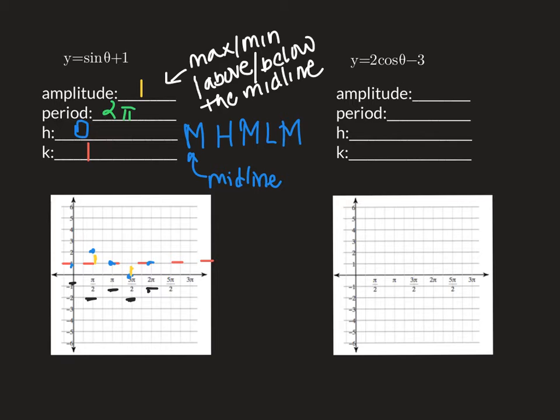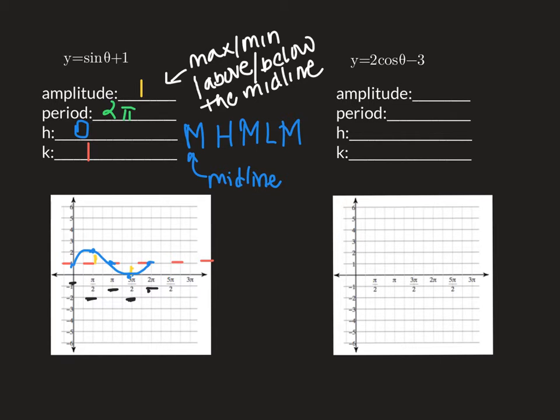You'll notice that the distance between my midline and my highest or my lowest is 1. That's my amplitude. And now I can sketch my graph and draw nice smooth curves. We'll pretend it looks like it connects those dots. There we go, for my sine function. Okay, if you're really feeling brave, try the next one on your own. Hit pause, try it, and then come back.